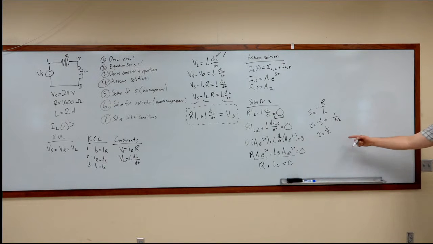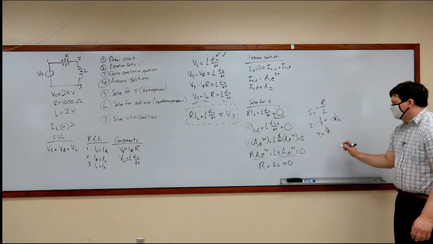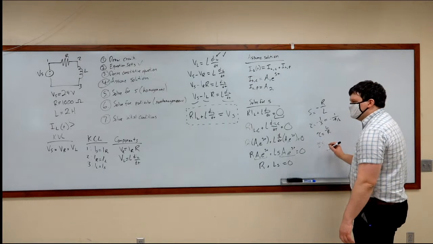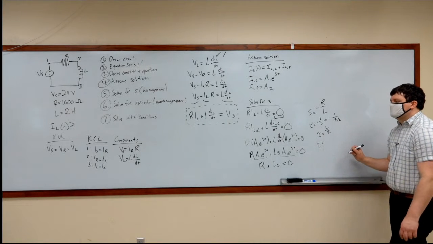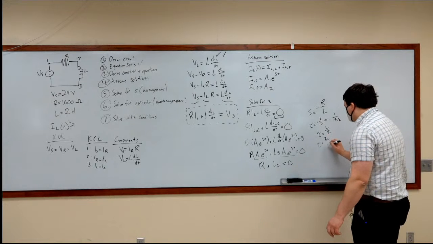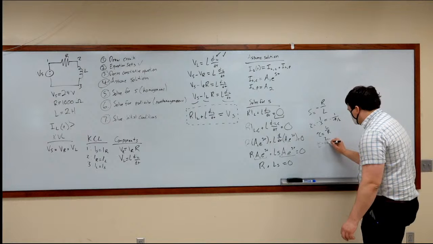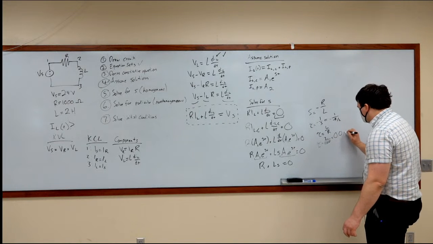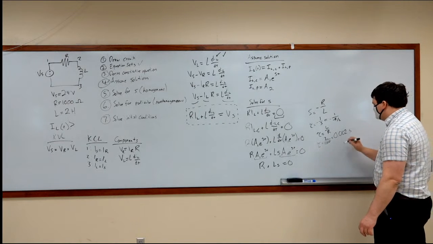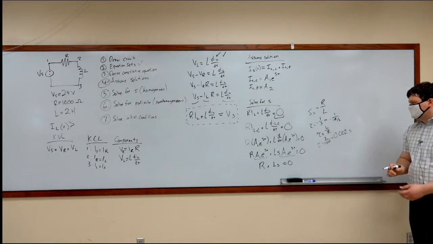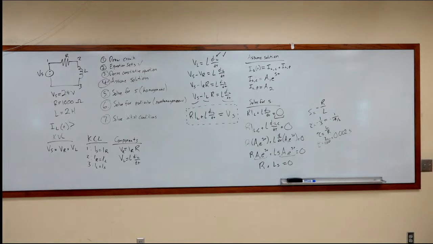Okay, if we're going to solve for what tau is equal to, what is L? 2. What is R? 1,000. So this is equal to 0.002 seconds. Yay. All right, that was fun.